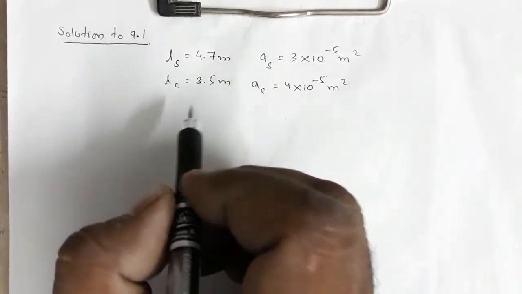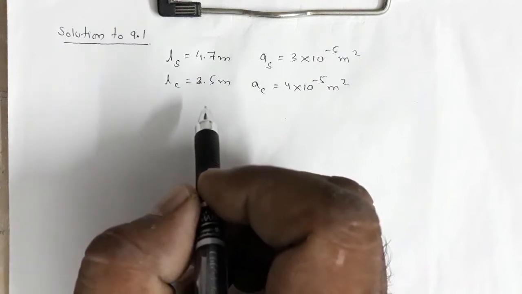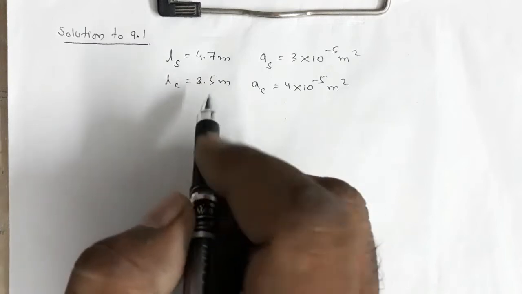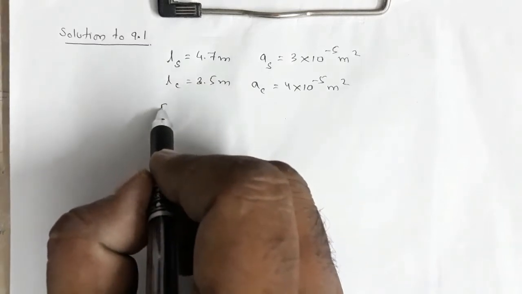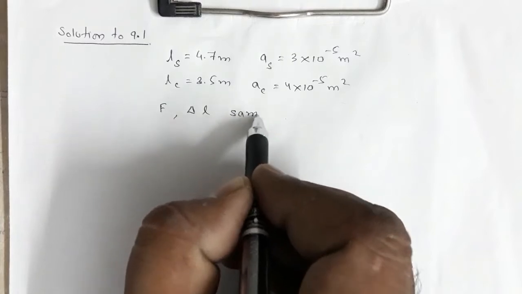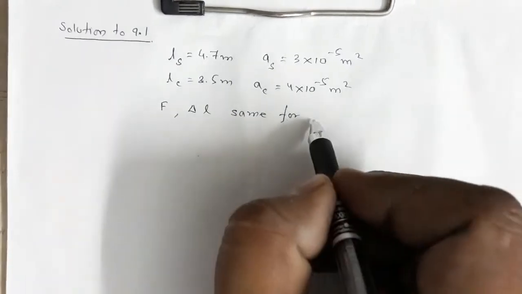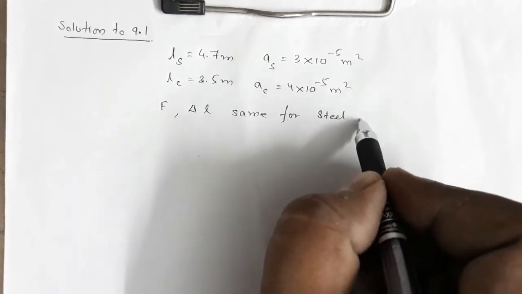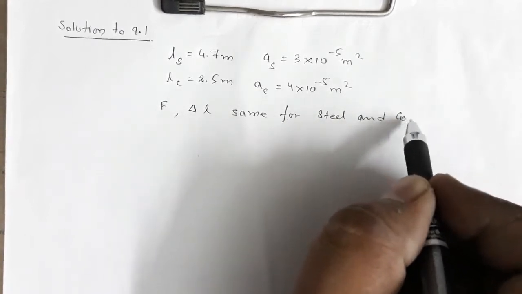Now it is also given that for a given load, the stretching in steel and copper both are the same. So that means F and delta L are the same for both steel and copper.